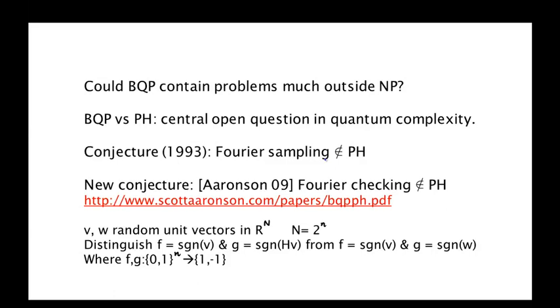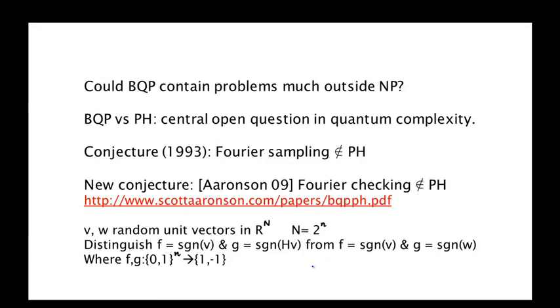A few years ago, Scott Aaronson came up with a simplified problem, which he conjectured is also not in the polynomial hierarchy, but which can be solved in polynomial time on a quantum computer. This is called the Fourier checking problem. Here's a pointer to a paper that discusses this problem. But it's actually a very simple problem, very simply stated and very elegant.